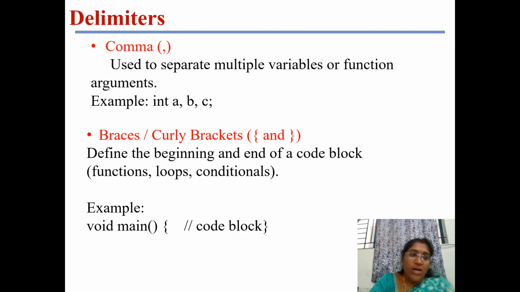Comma is used to separate multiple variables or function arguments. For example, int a, b, c; it separates the multiple variables. Braces or curly brackets define the beginning and end of a block of code, like a function, loop, and condition. So in the main function, there is an open curly brace and an end curly brace.